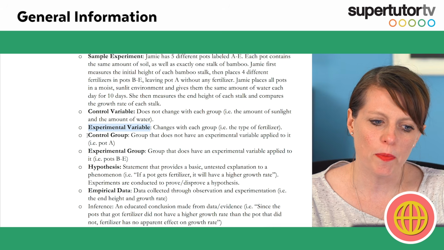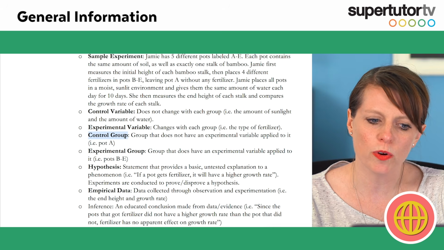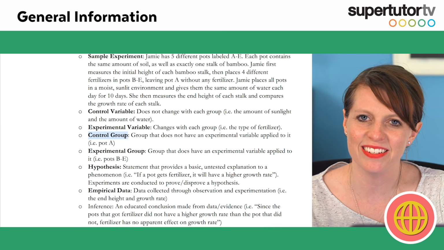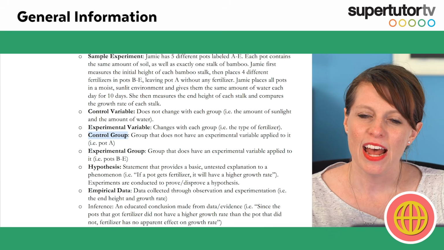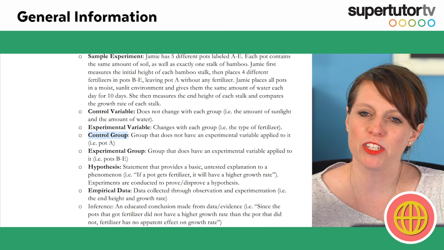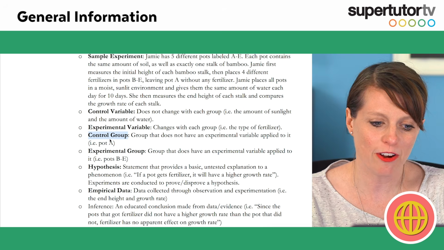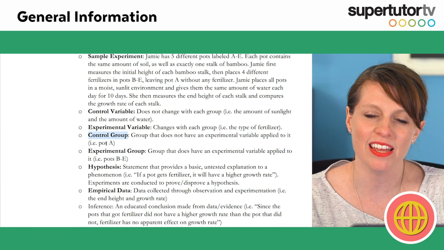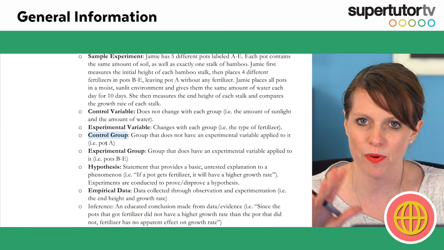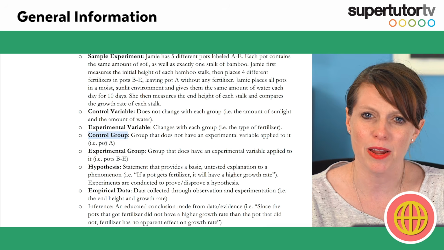A control group is different from a control variable. A control group is the group that has nothing done to it. It's as if we did nothing, right? And that's the baseline from which I'm able to compare the growth of the other plants. So our control group here is pot A, right? We didn't put anything in it. It's just a standard pot with all the other parameters going on, and we use that as a comparison.